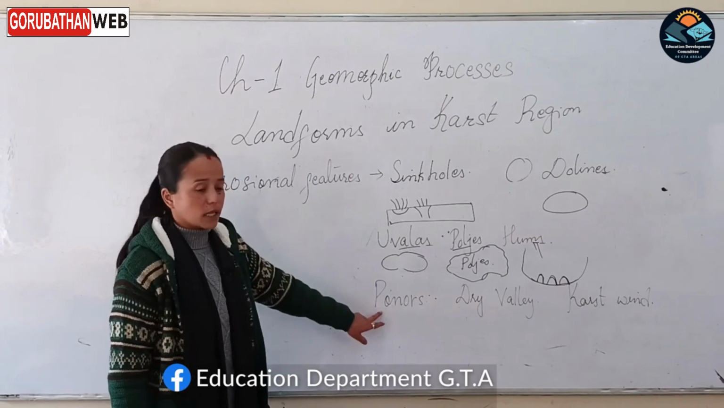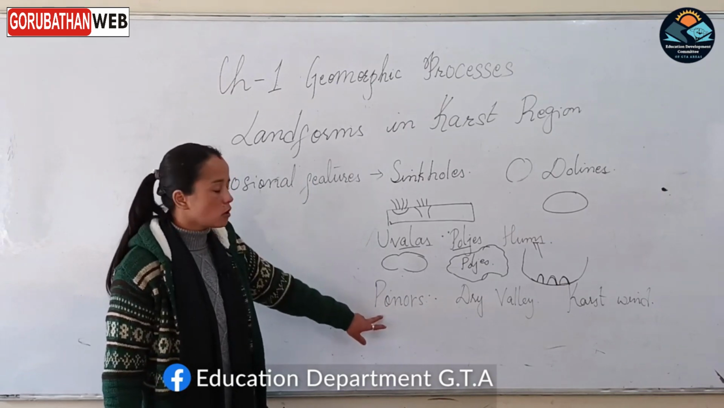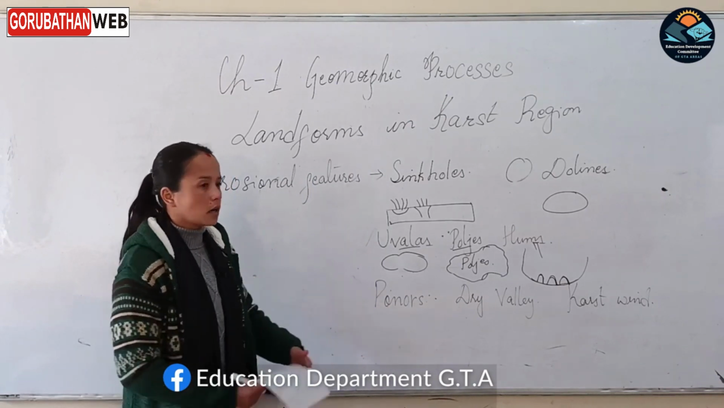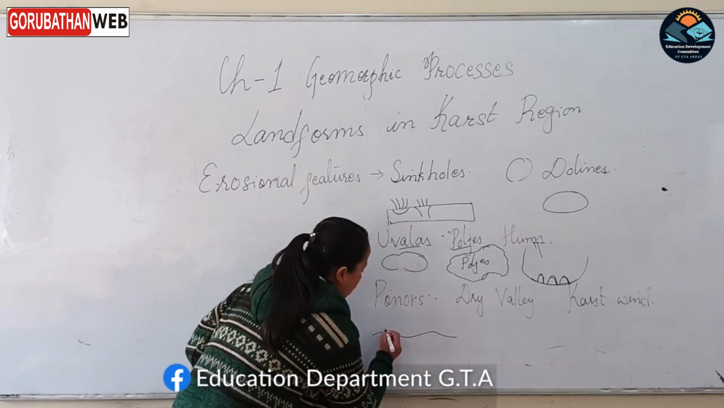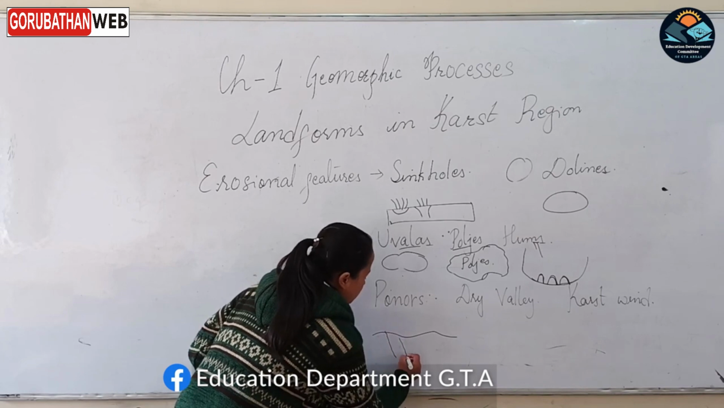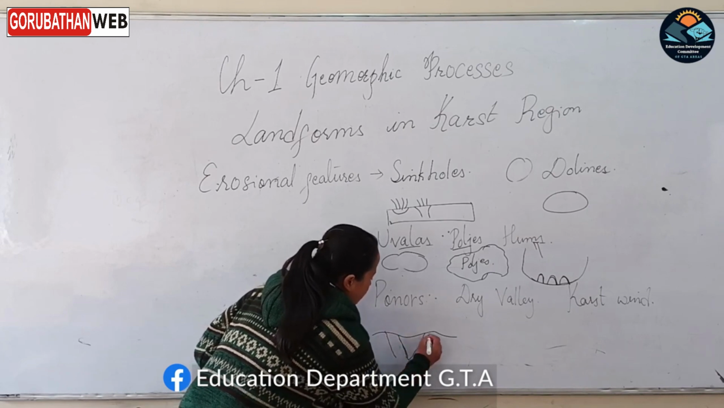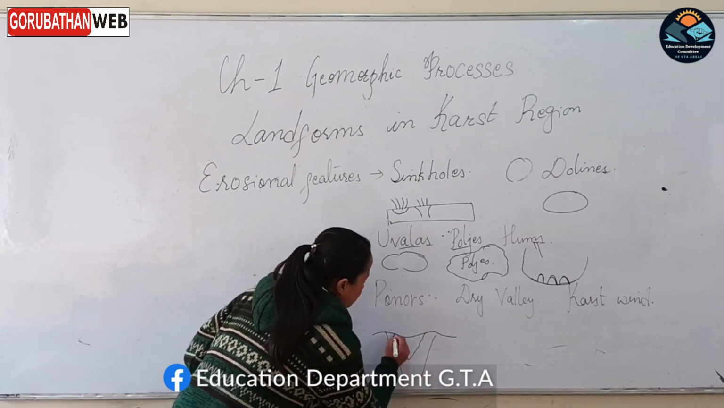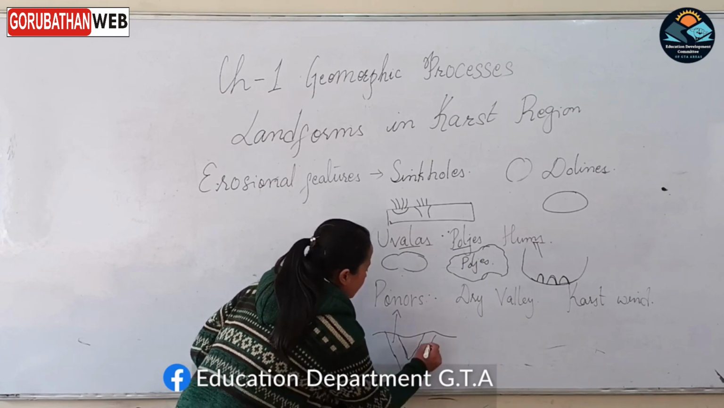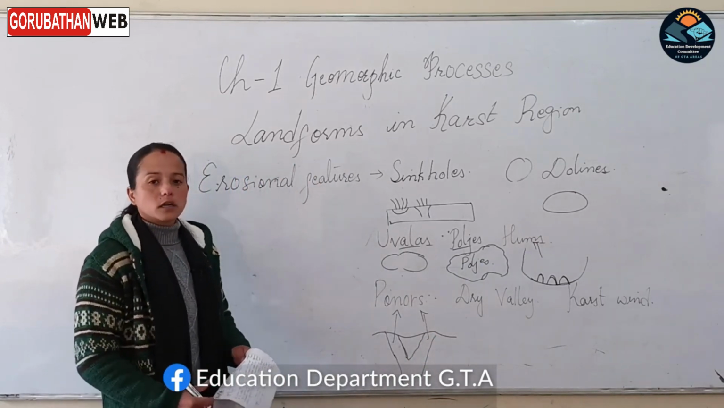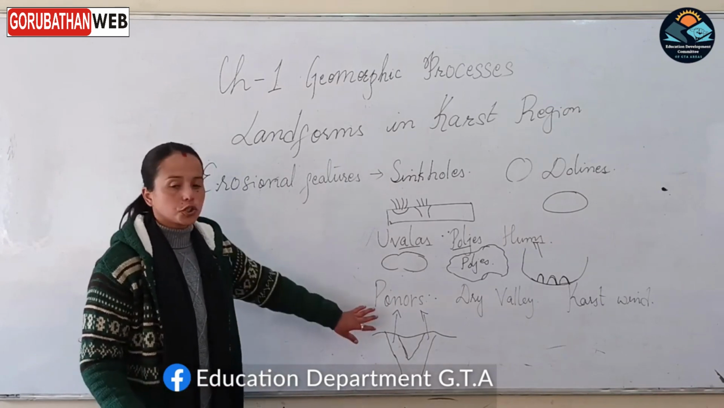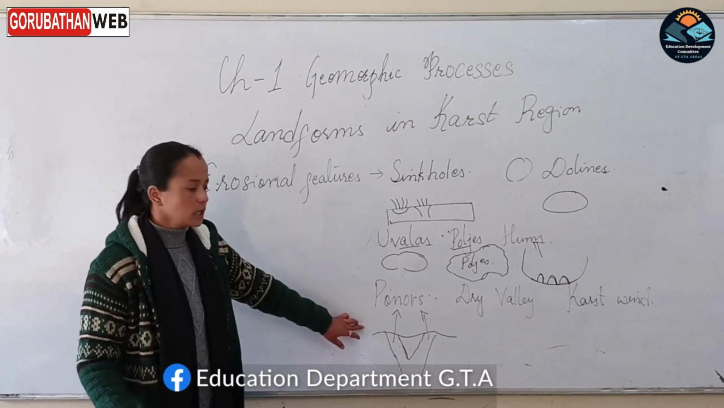Now next one is the ponors. So these ponors are the underground channels. Suppose this is a limestone region, a hole is formed there and there is a channel deep inside like this. So these channels are known as ponors. Ponors are the underground channels through which the streams flow under the ground.